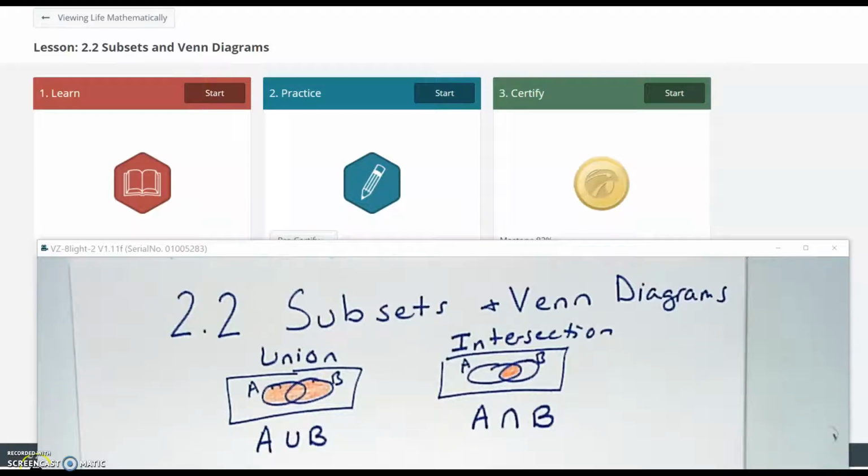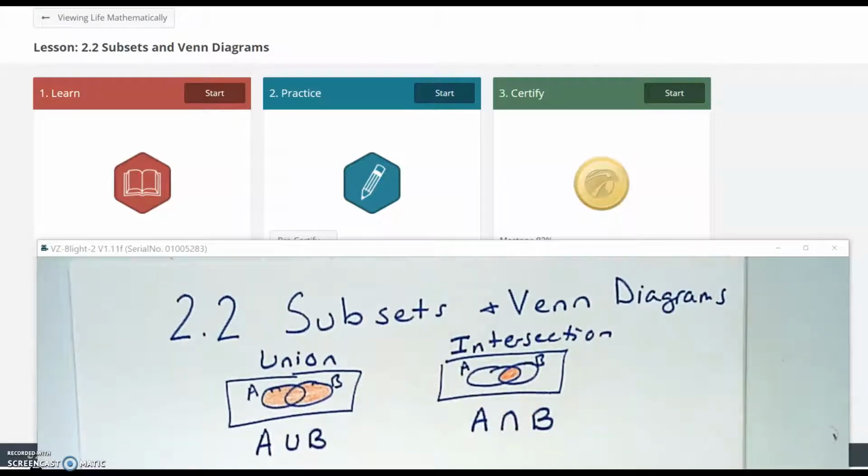Here we go, our lesson on 2.2 and subsets and Venn diagrams. Hopefully you've already taken some notes from 2.2. You should take notes every time you go through the Learn section. There's lots of good stuff in there.